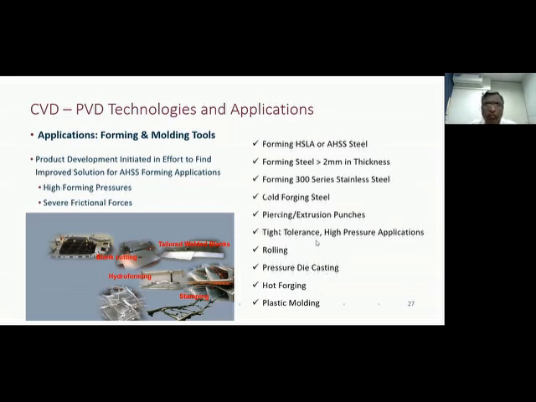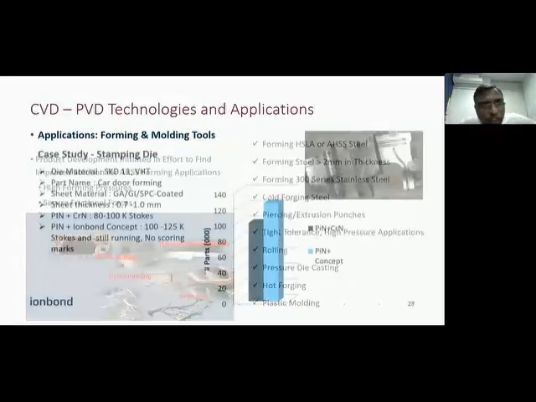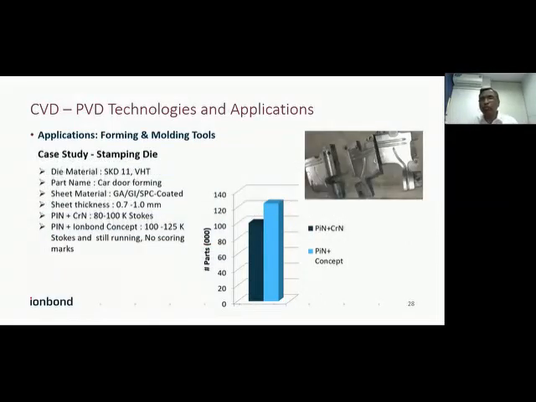So a lot of molding and forming applications are there, where different kinds of dies are being used, like blanking dies, tailor-made welded dies, hydroforming, stamping, rolling. For all these, different kinds of coatings are required. I will just give 2 examples. This is one of the stamping dies.